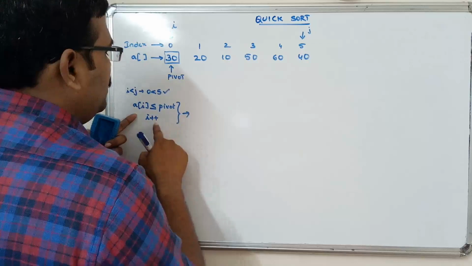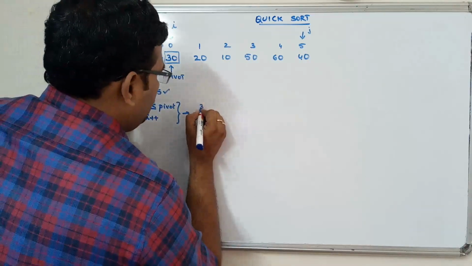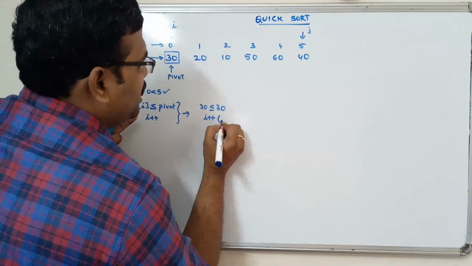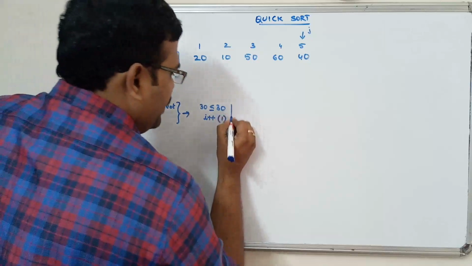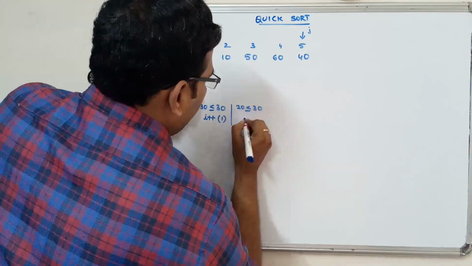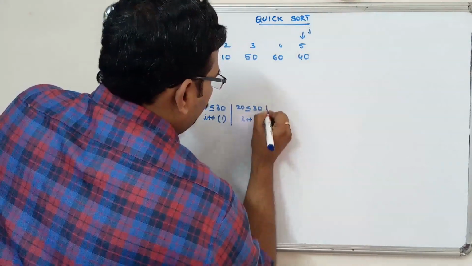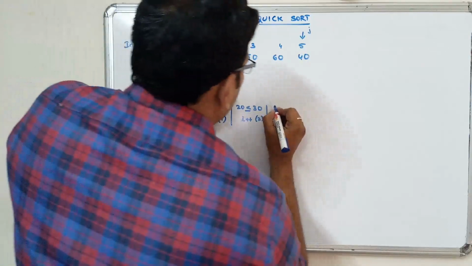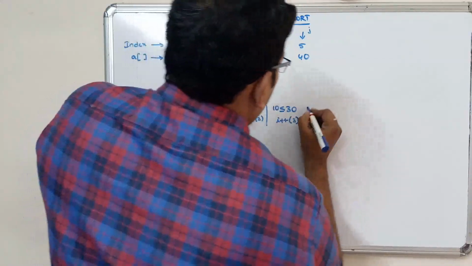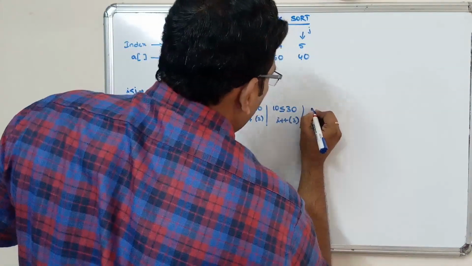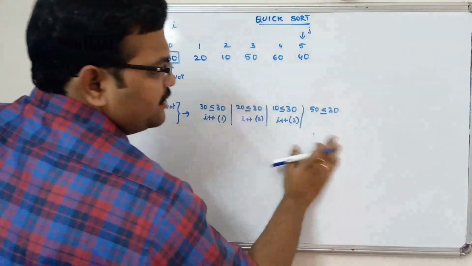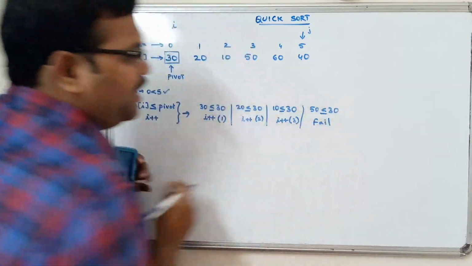Okay. So here, first, 30 less than or equal to 30, so i plus plus. That means it will be 1. Next, 20 less than or equal to 30, i plus plus, 2. Right. Next, 10 less than or equal to 30, i plus plus, 3. Index value 3. So 50 less than or equal to 30 fails. Okay, the condition fails.